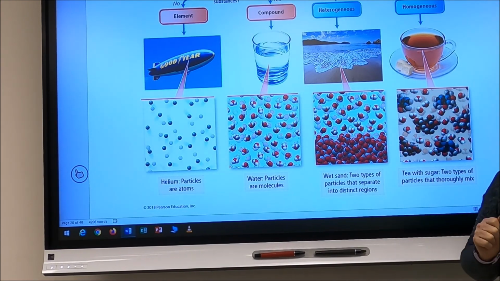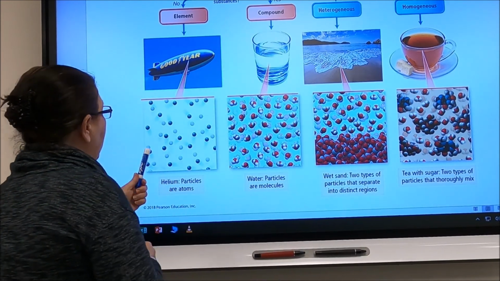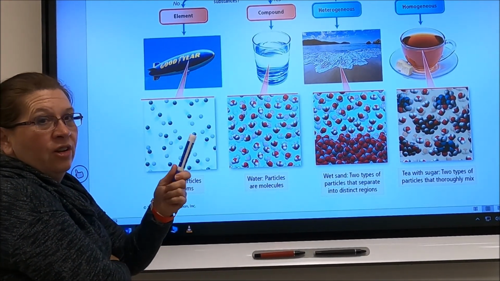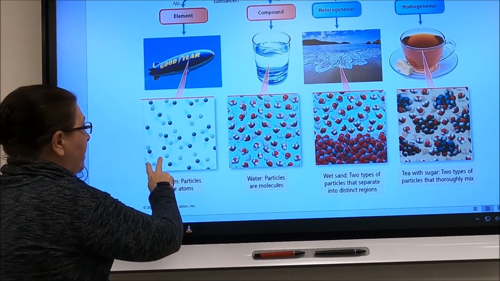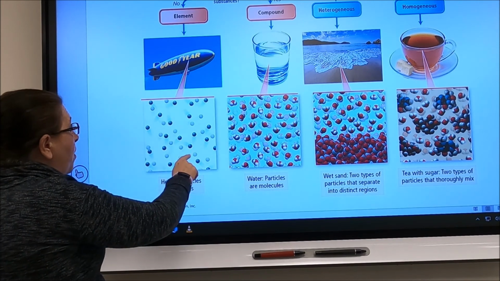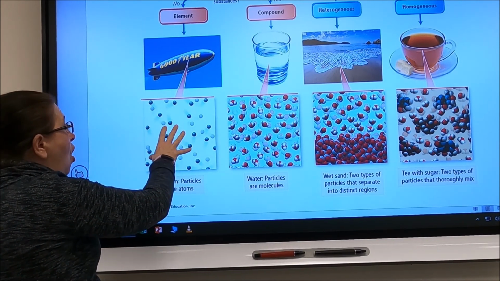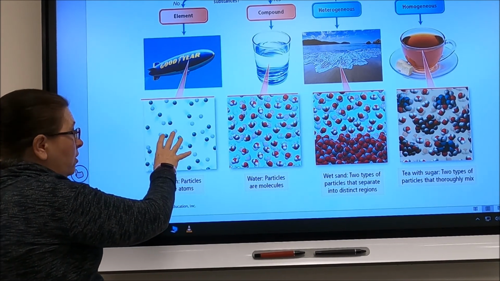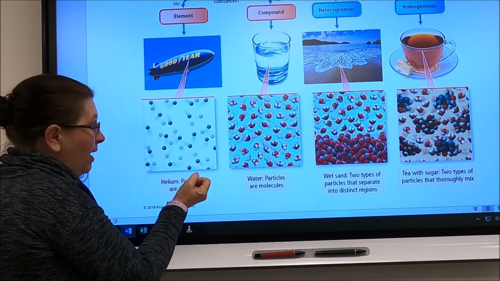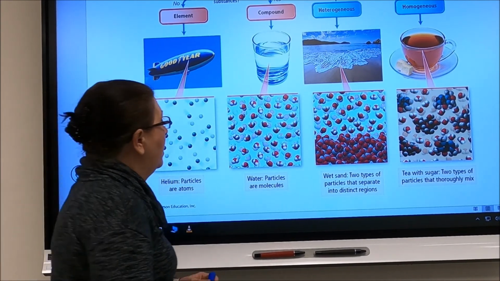Homogeneous is like a cup of tea. Now, if we look here at our pictorial representation, and don't worry, we're going to be hitting this in more detail, notice here I have helium particles. They're helium atoms, individual atoms, all identical to each other. So I have one type of atom, one marble, a universe of small marbles, and they're all identical.